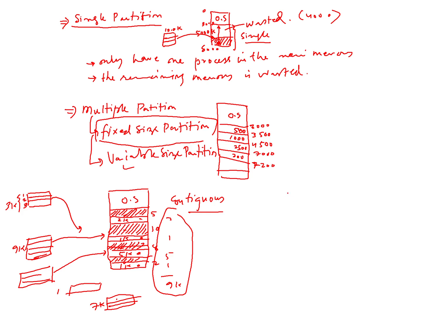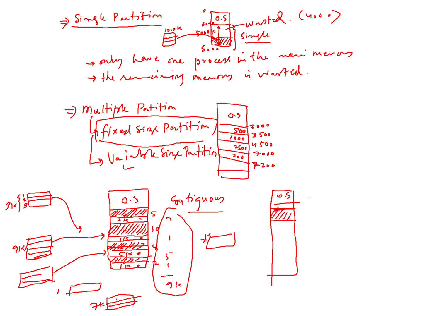Now what happens with variable size of partition is that we have the operating system, and then we don't actually have any partition here. For example, this is the whole operating system. Now we don't have any partition here. If a 2k process comes here, it will be allocated here.